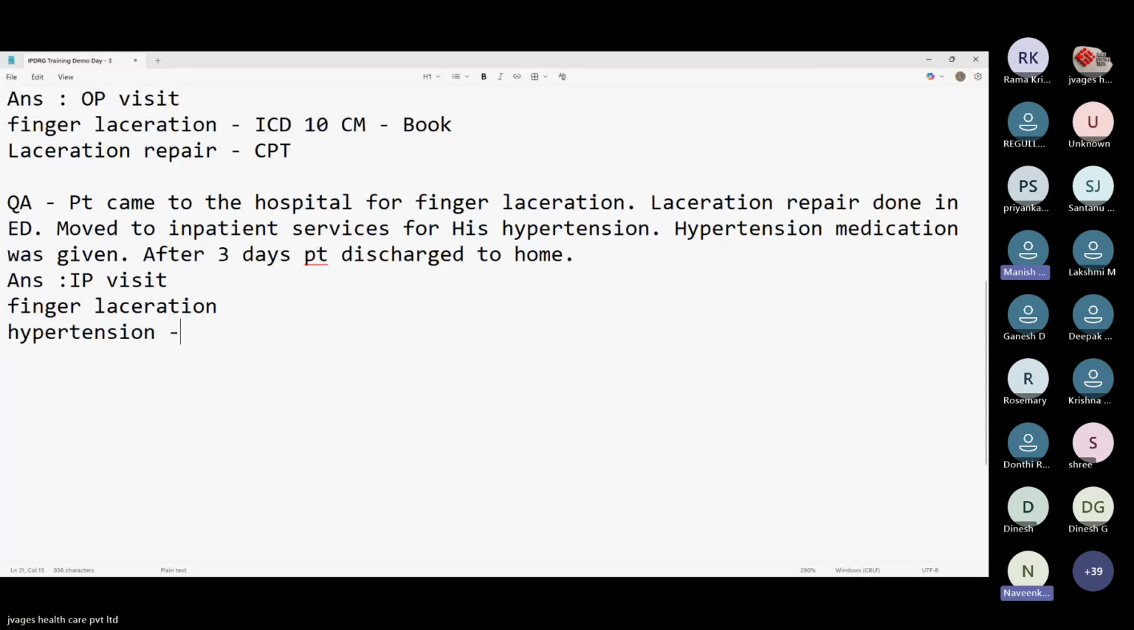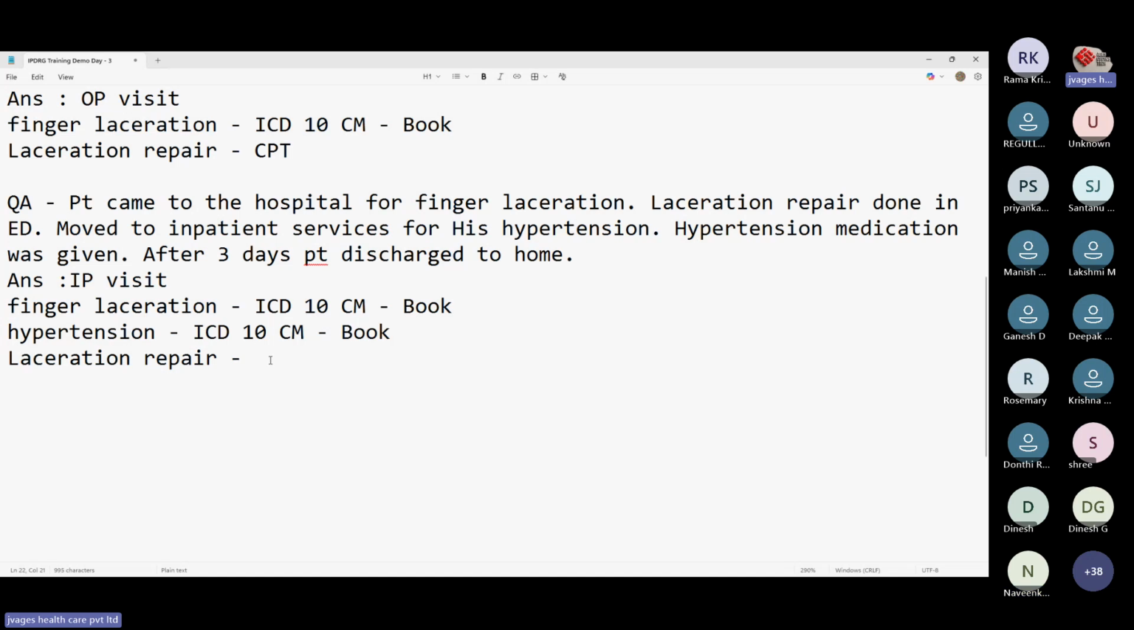Laceration repair is the procedure. Was the laceration repair performed in the ED or inpatient? It was done in the ED. I mean, in the ED visit they performed the laceration repair, not in the inpatient visit. Now, the laceration code will be a CM code and hypertension will be a CM code, that you people know.